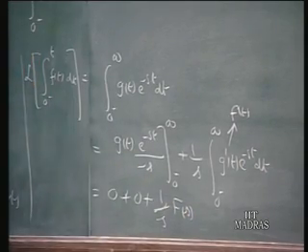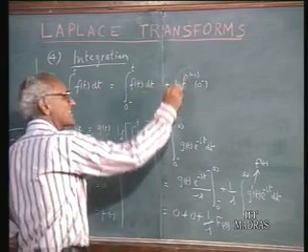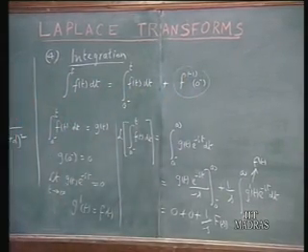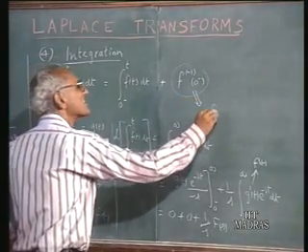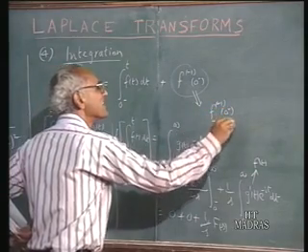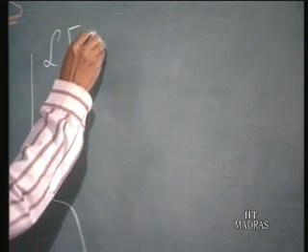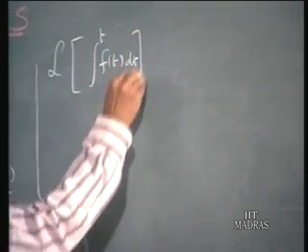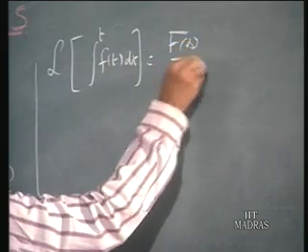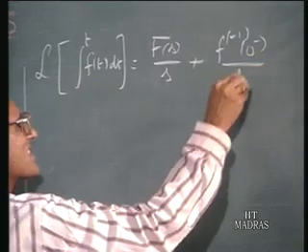So, we have that the Laplace transform of this is F of s over s, and this is a constant. The initial value of the integral is going to be a constant, and the Laplace transform of this is f initial value divided by s, and the Laplace transform of this is F of s over s. So, we have the Laplace transform of the indefinite integral of f t dt as F of s over s plus the initial value of the integral at 0 minus over s.